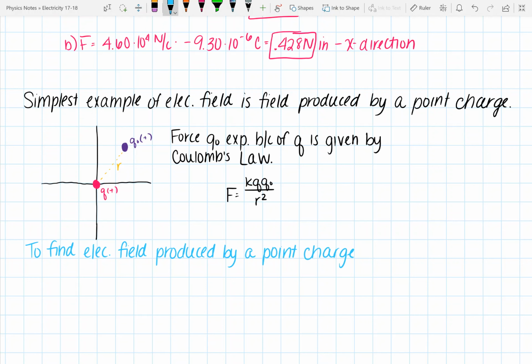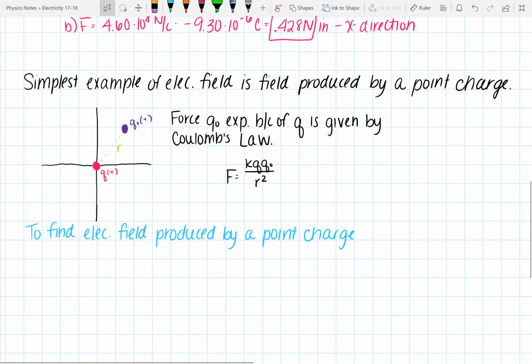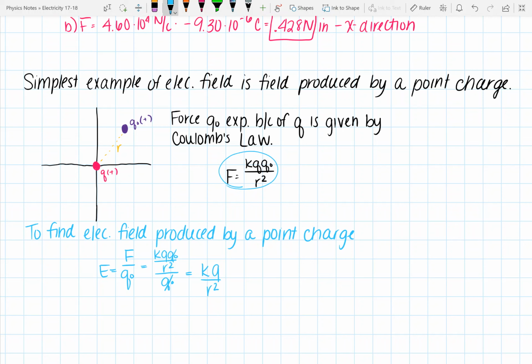Well, let's look at how I would get this equation. I know that E is equal to F over Q naught. But I just said that F is equal to this thing. So I can go K Q Q naught over R squared, over Q naught. What that does is it gets rid of my Q naughts. So it's K times Q over R squared. Now remember, Q is the charge and R is the distance squared.